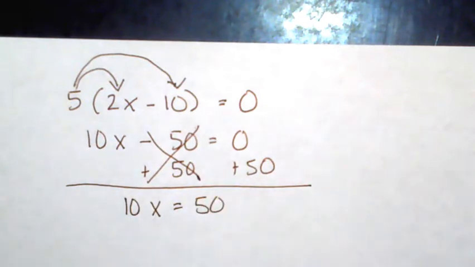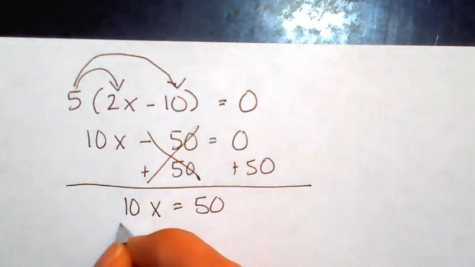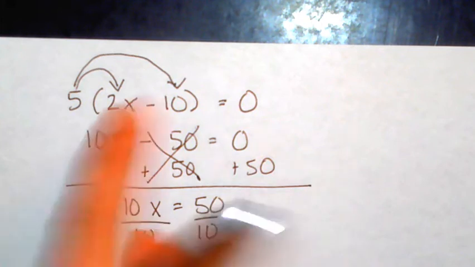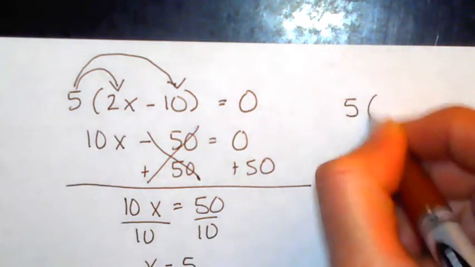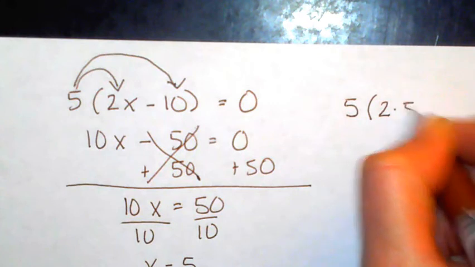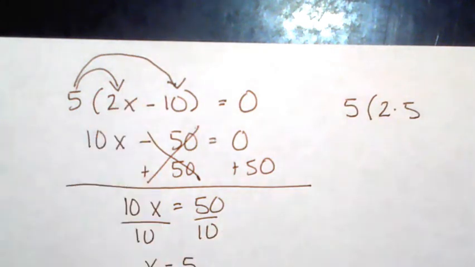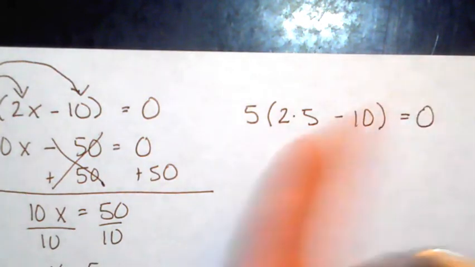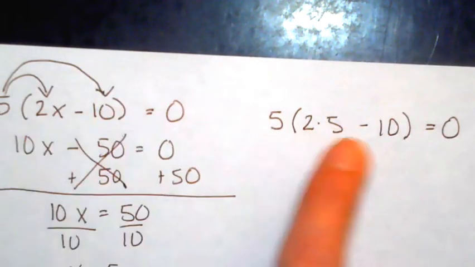10 times some number is 50. Again, I know it's 5, but I have to show my work. I'm going to divide both sides by 10 because I'm doing the opposite of multiplication. X is equal to 5. If I go back and check, 2 times 5. Where there was an x, I put in a 5 because I think that x is 5, right? But there are a lot of steps we want to check. Minus 10. I'm just rewriting the equation, but instead of an x there, I'm putting in a 5.